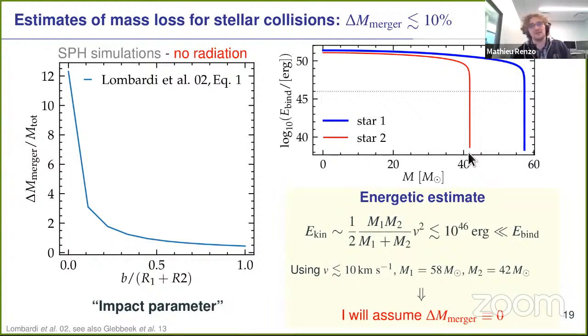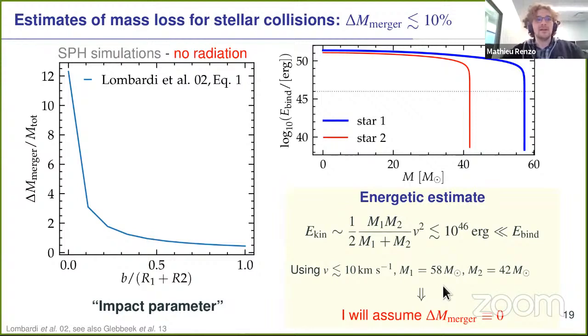But this is a very generous estimate, because when the two stars collide, they won't reach each other with the dispersion velocity of the cluster. They would reach each other with their escape velocity, which is much higher and would remove more mass. But for the sake of following the scenario as proposed, I will assume that there is no mass loss in the merger, although this is a very crude assumption.